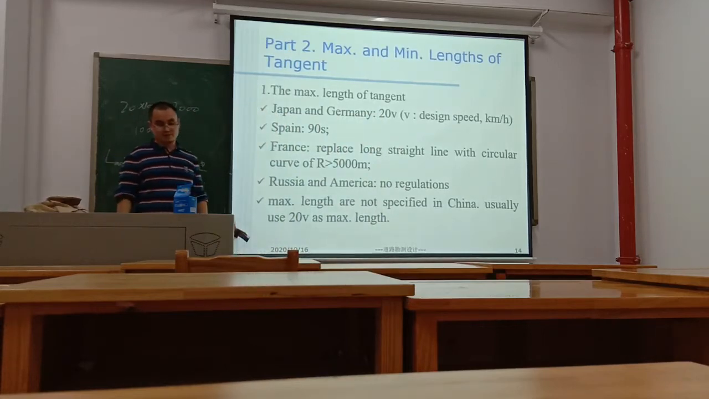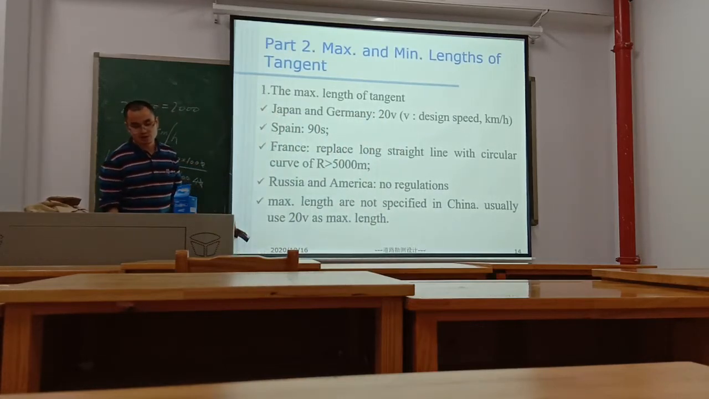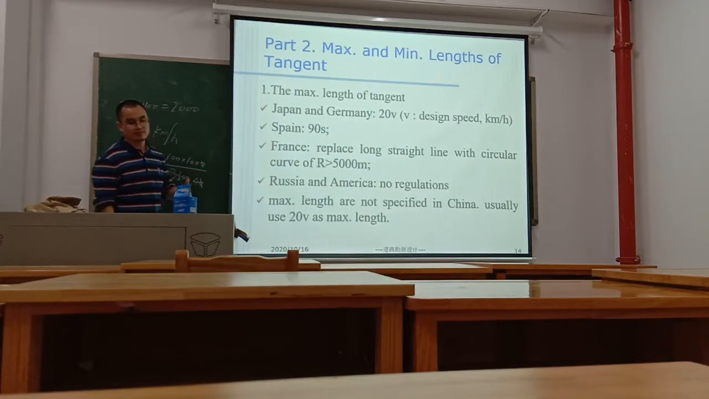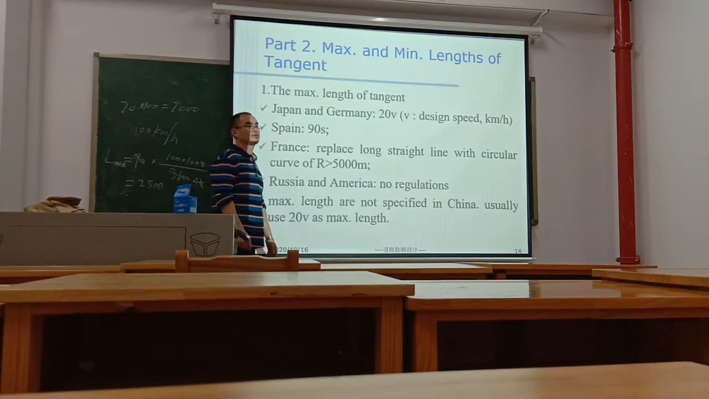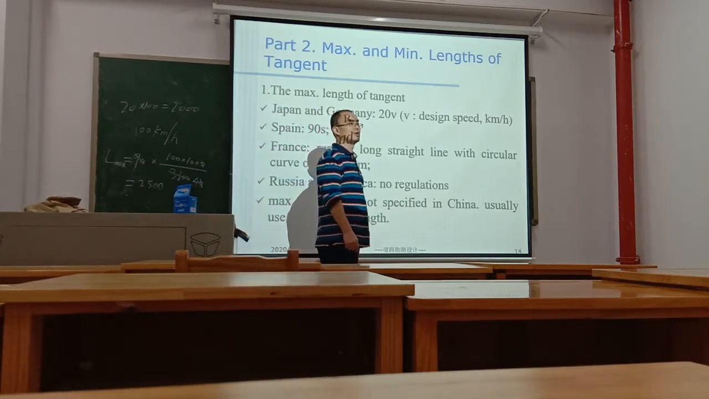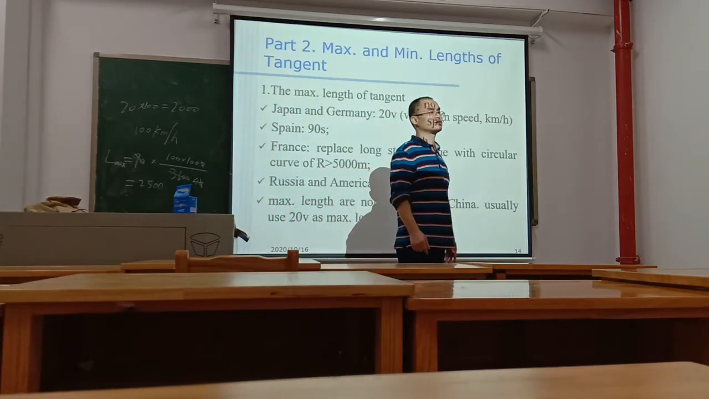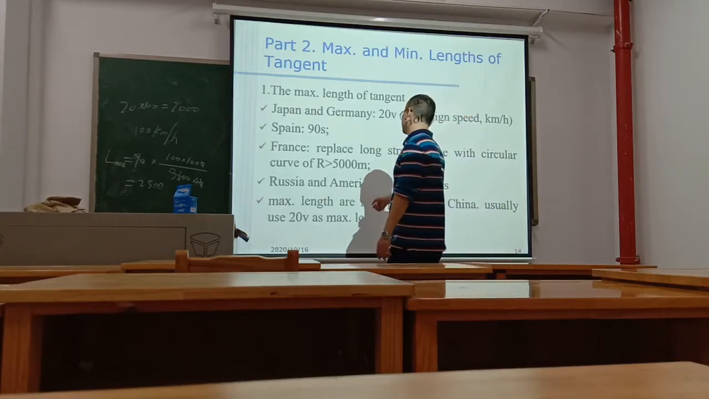In France, replace a long straight line with a circular curve, with the radius greater than 5,000 meters. In Russia and America, no limit. There is no maximum length in Russia and America.